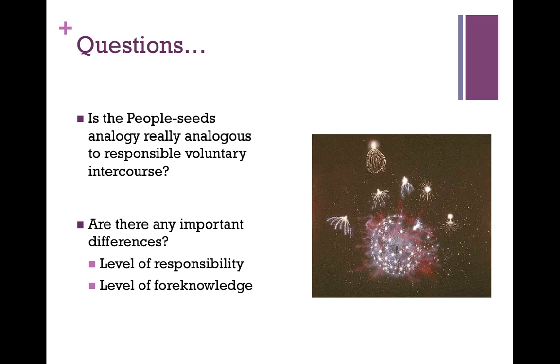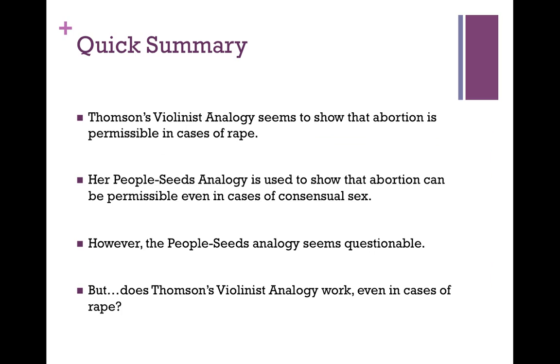And for whatever it's worth, most people who read Thomson's article, not just students, but professional philosophers, have said the same. They've said the violinist one seems to hold in cases where a woman becomes pregnant through acts of rape. It seems pretty parallel there. But where a woman becomes pregnant through consensual, voluntary sex, it seems less likely to hold. And the people seeds analogy doesn't do much to help her out either.